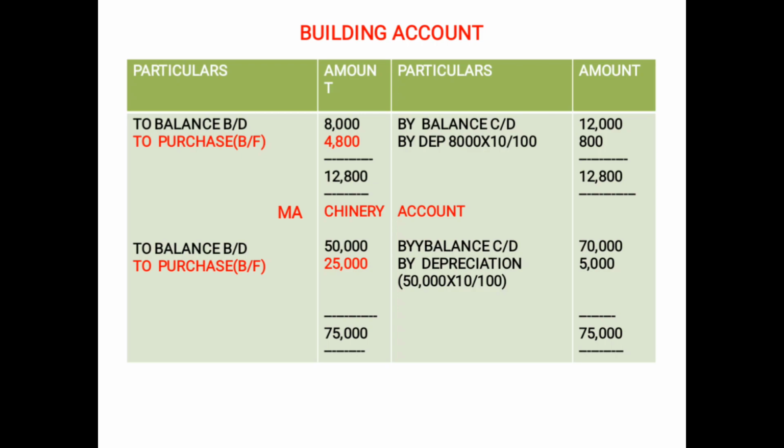There we open the machinery account. To balance brought down 50,000, closing balance 70,000. By depreciation 50,000 into 10 divided by 100. We always calculate the depreciation on the opening balance, not on the closing balance. So 10% depreciation we calculate as 5,000. So the purchase of machinery is 25,000.